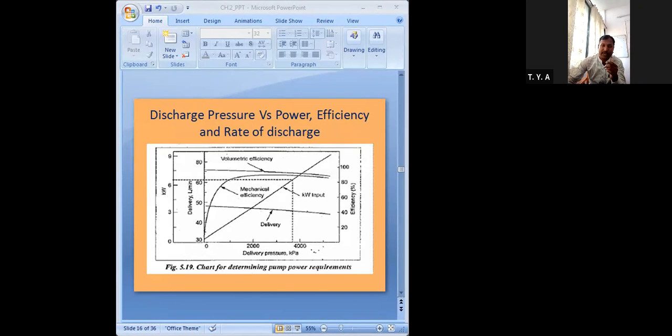So you can see we have the discharge pressure, which is the delivery pressure, the volumetric efficiency, and the mechanical efficiency with respect to this discharge pressure. Getting it?